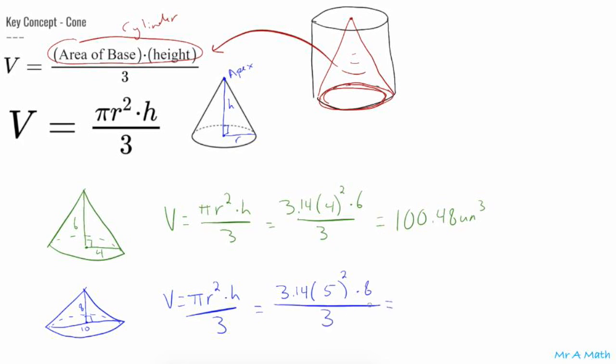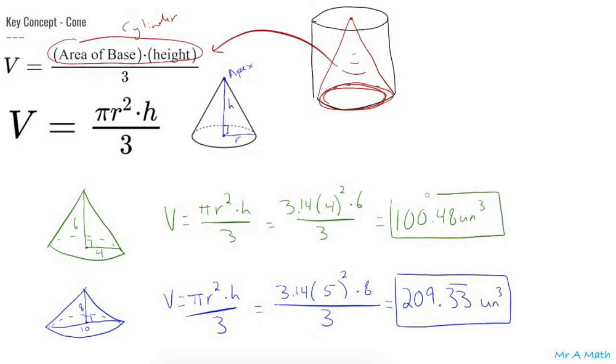Again, if we get out our calculator, we type in 3.14 times 5 squared times 8 divided by 3. You should get 209.33 repeating, that's how we say repeating, units cubed. And so this is going to be my answer for the second example, and this is going to be my answer for the first example.